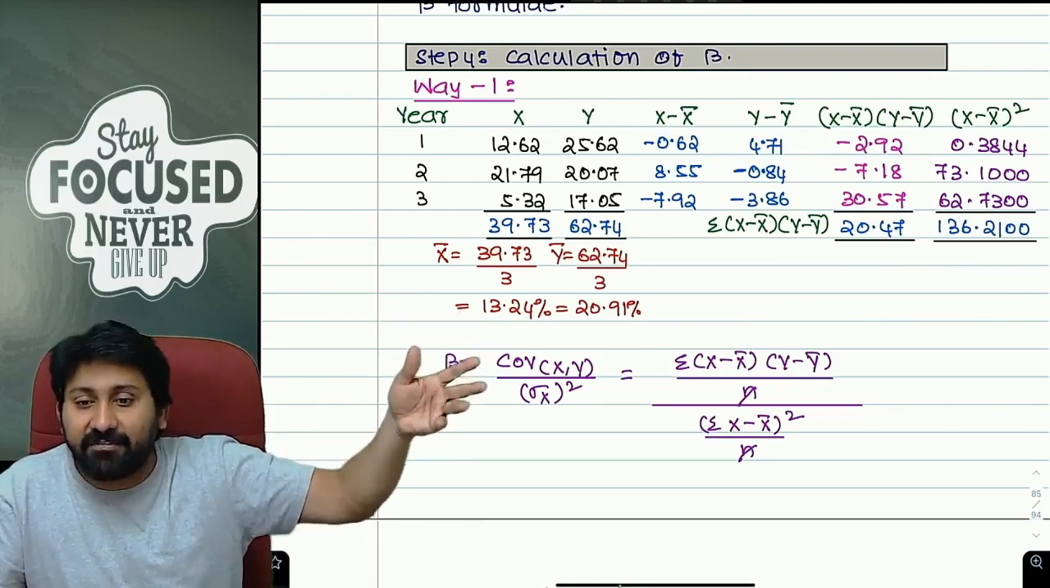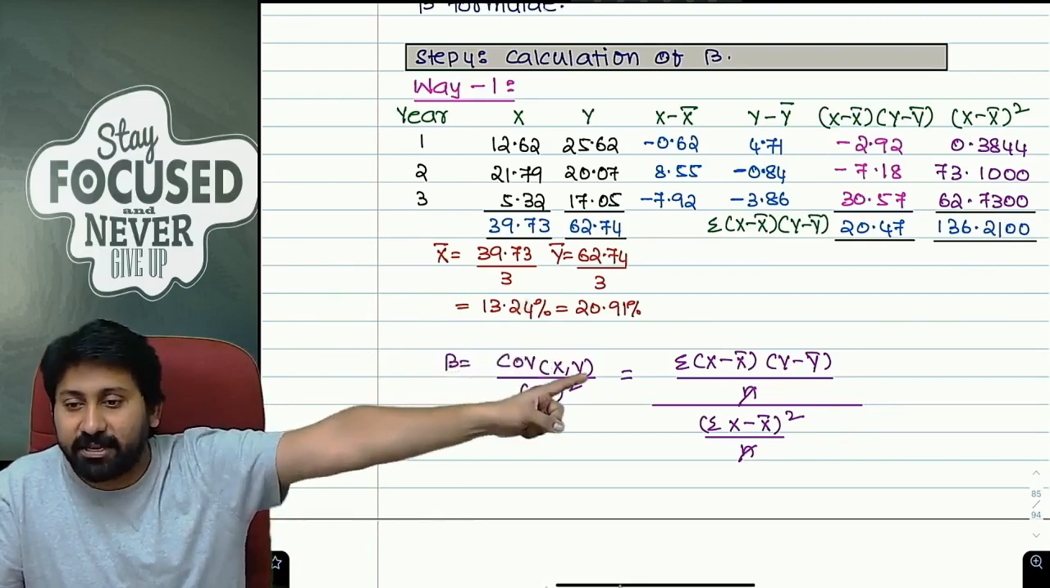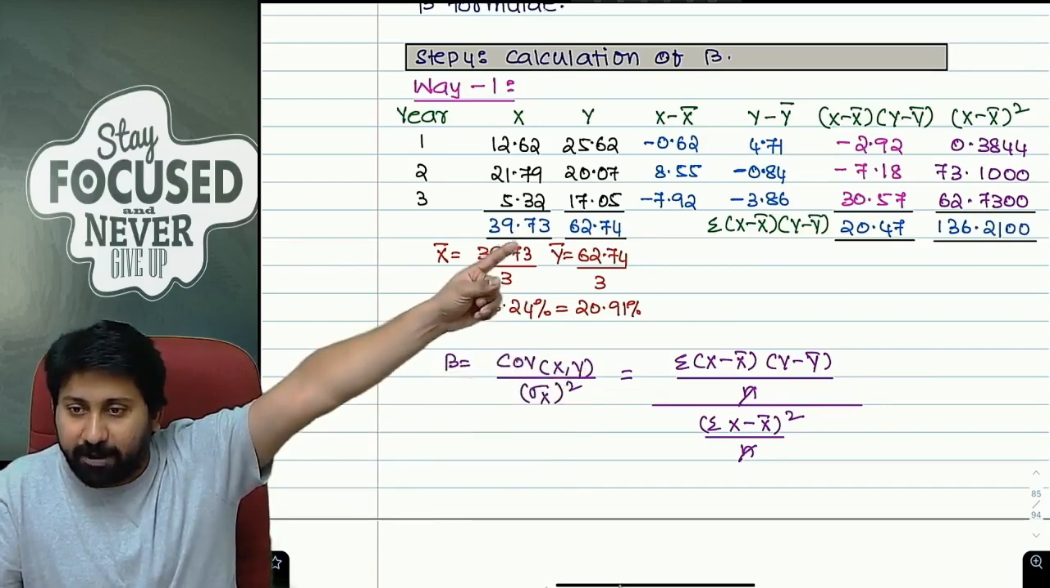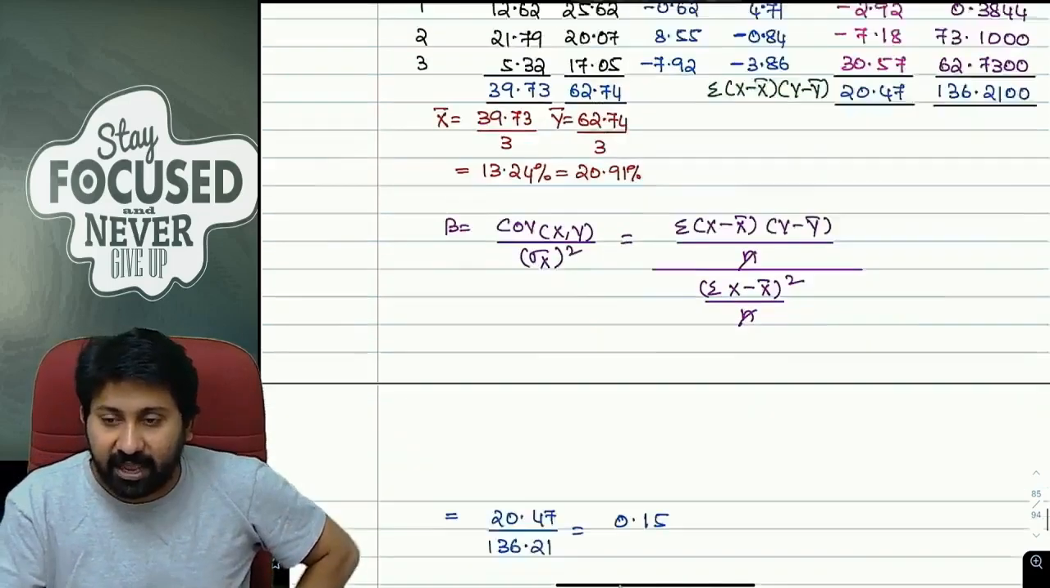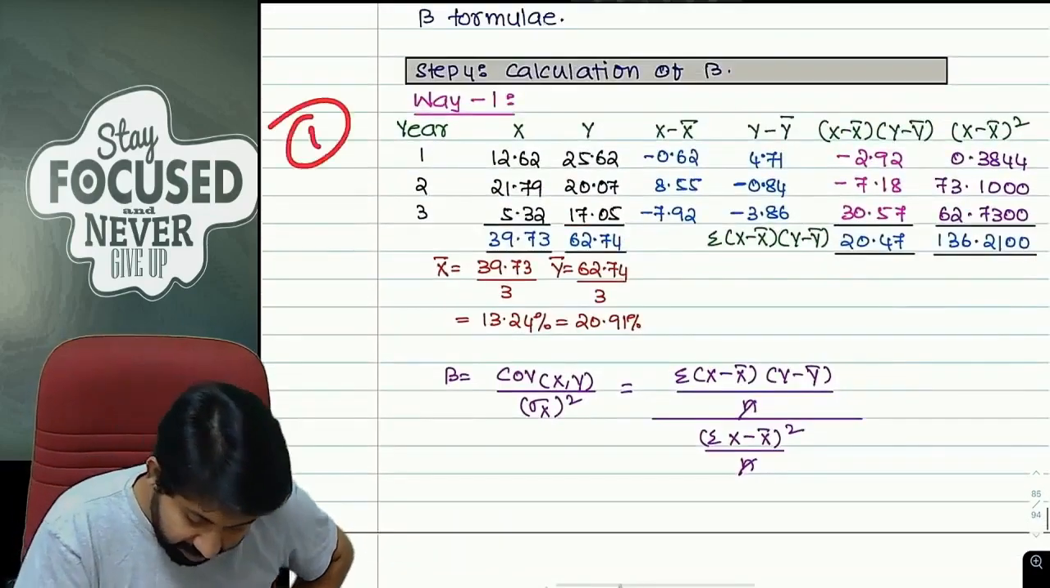Sir, where do we calculate the deviation? In this formula, we don't require deviation, because we are directly using sigma of x minus x bar into y minus y bar divided by sigma of x minus x bar the whole square. So I applied the formula and I got the beta as 0.15. This is way number 1.